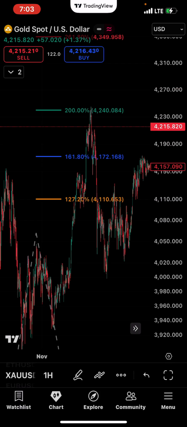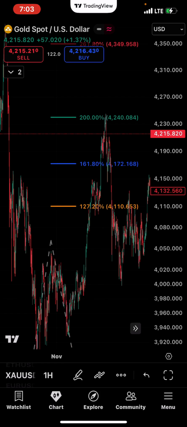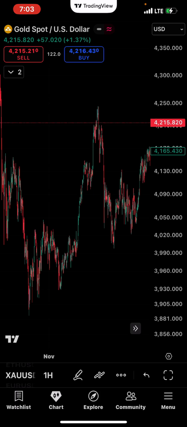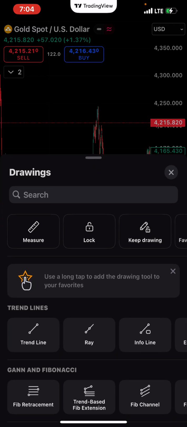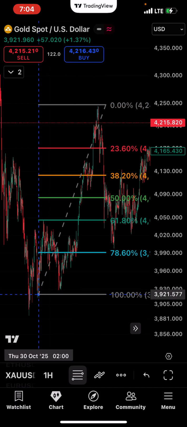Now let's put our retracement to see how the market got to this place, reacted and started pushing upward again. Now let's remove this extension. Remember, this is the 1 hour time frame. We are using it to catch a possible trade. Now you put the Fibonacci retracement. Now you have to measure it from the higher high to the lower low of this one.